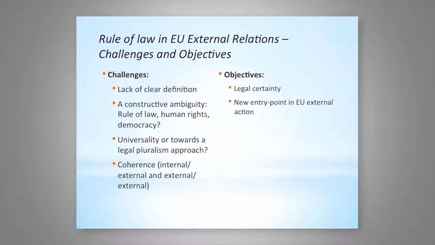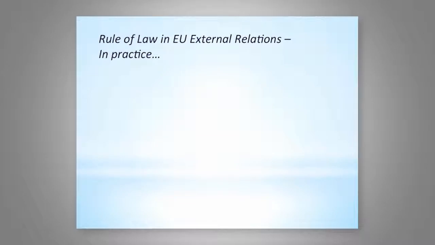Finally, the EU is also struggling to develop a coherent approach towards the rule of law, a coherence between the internal and the external dimensions, but also a coherence between the various dimensions of its external actions, being, for example, its trade policy, its development policy, or even its support to the UN's renewed efforts to promote the rule of law. At the same time, the objectives of the rule of law promotion in EU external relations are numerous, and most of them linked to the EU's willingness to promote legal certainty and the supremacy of the law. In addition, the rule of law constitutes a good entry point to reach other central objectives of EU external relations.